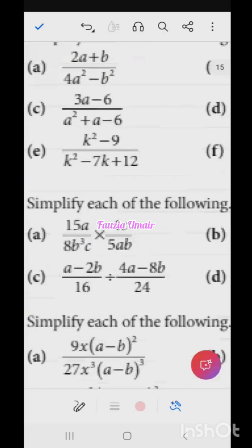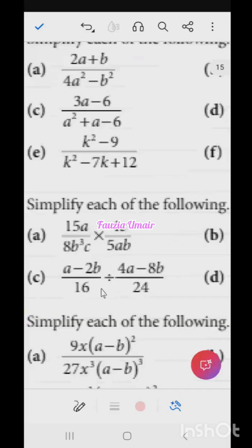Now this is again the same kind of question, multiplication and division of fractions. The A part is a monomial. Because factorization is not required, you can simply cancel out and write down the remaining terms. This can come in the paper, but it will only be of 1 mark, because the answer comes out in one step.